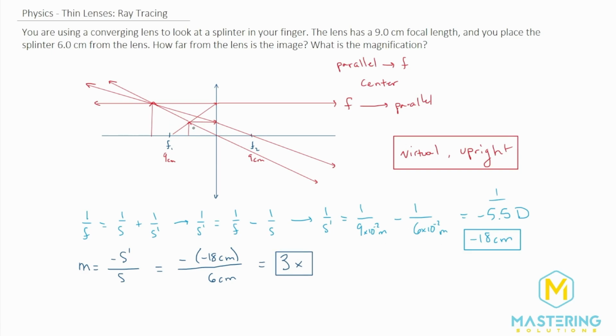And you can see we kind of got close on our ray tracing. This is 9, and if we were a little more precise, this probably would have been back a little bit further. And this is probably pretty close to about 3 times bigger than this. But in either case, these are your answers: 3 times magnification and 18 centimeters upstream of the lens.